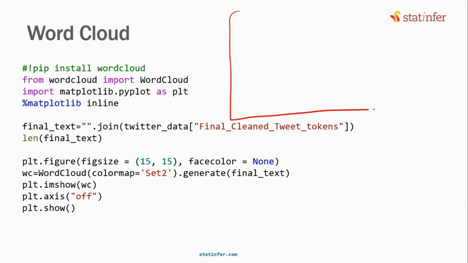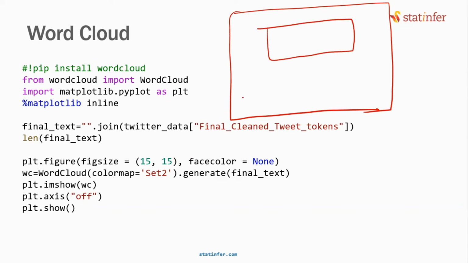Let's say you are talking about the tweets. What is a word cloud? A word cloud means the word that is appearing the maximum number of times will come in the larger font. The word that is second most discussed will come in a slightly lesser font. The words that are discussed even fewer times will come in slightly lesser font.